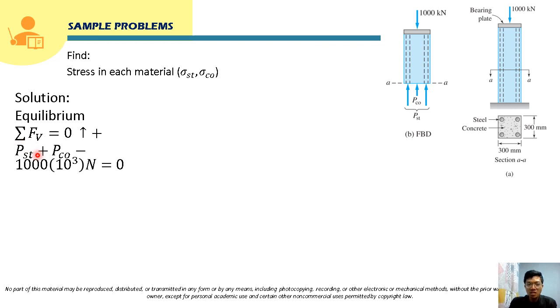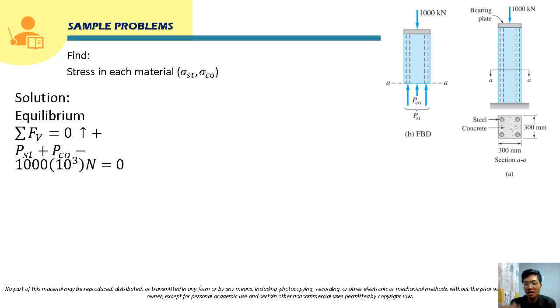So that will be PST plus the force that represents the concrete, PCO, minus the load here. This is downward, so this will be negative 1,000, and then we multiply it by 1,000 to make it Newton, just to be consistent in our units here. So this is the only equation, class, that we can generate from the equilibrium of this free body diagram.